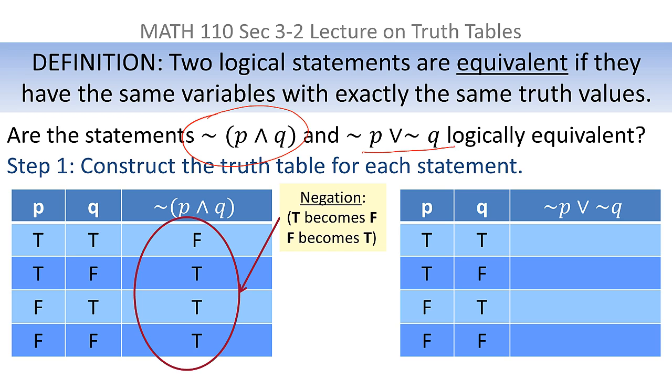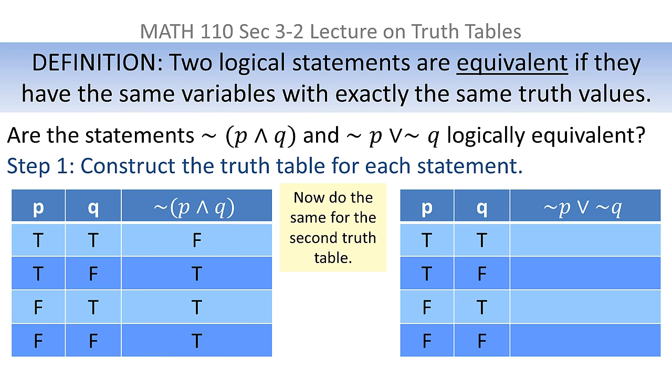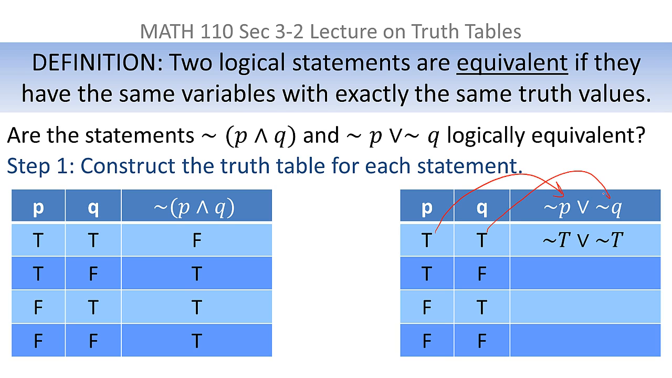And now we're done. Now we've done the truth table for the first statement. Now we're going to go over here and do the truth table for the second statement and look and see if they're identical or not. So forget the first one now and move over to the second one. Start off the same. True for P, true for Q. Moving down to the next row. True for P, false for Q. Moving to the next row. False for P, true for Q. And finally the fourth row, false for P, false for Q.